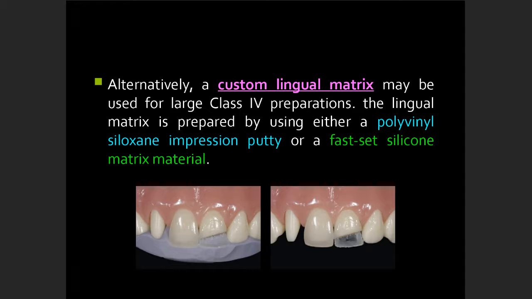The lingual matrix is prepared by either a polyvinyl siloxane impression putty or a fast set silicon matrix material. Now you can see in the second picture, once the first layer of composite has been applied on the lingual wall, on the lingual side, it acts as a matrix. Now the lingual matrix has been removed, and with a thin layer of composite in place, you can easily place all the layers of composite on this, and you can see how beautifully you can get the contour.